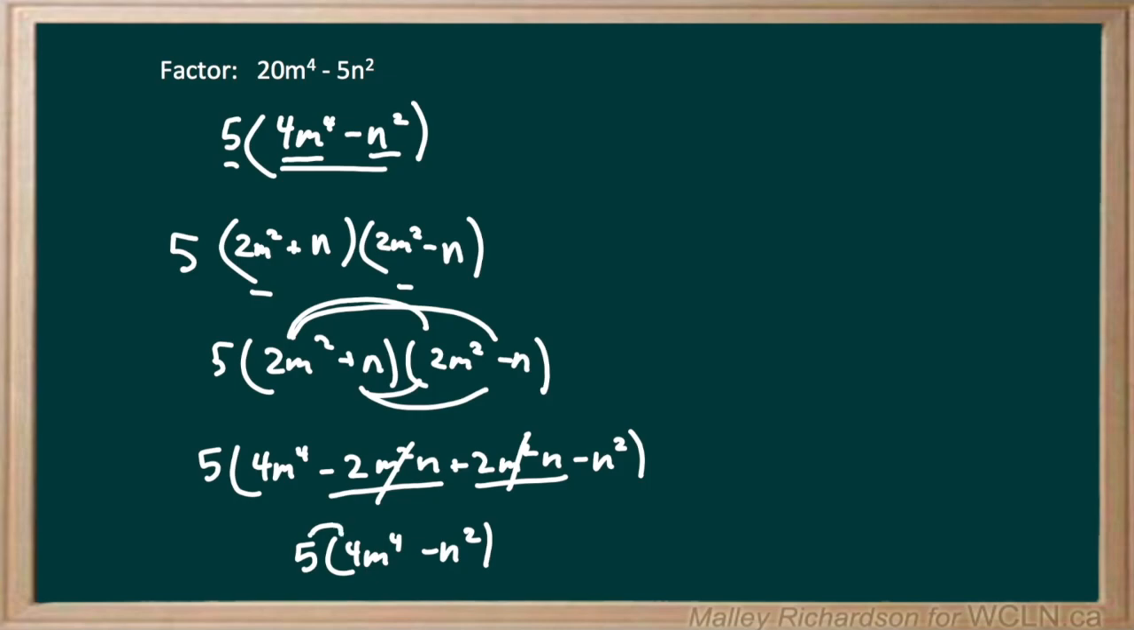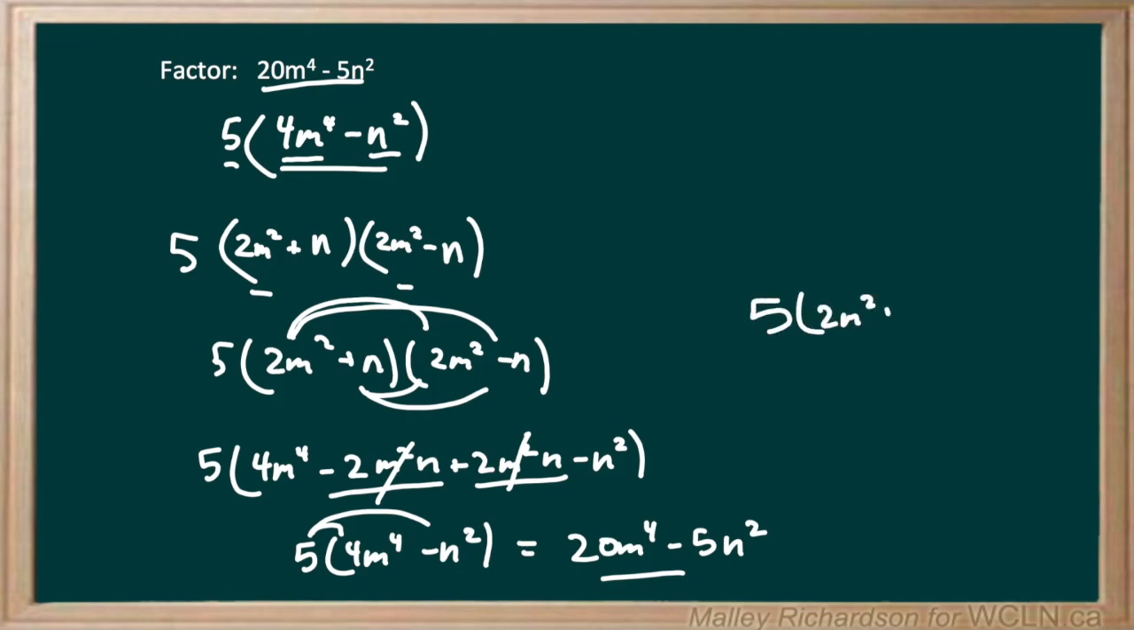Now we want to factor in this 5. Well, 5 times 4m to the 4 is 20m to the 4, and then 5 times negative n squared is negative 5n squared. This is the same as our original question, so therefore our factors of 5, 2m squared plus n, and 2m squared minus n were correct as our final answer.